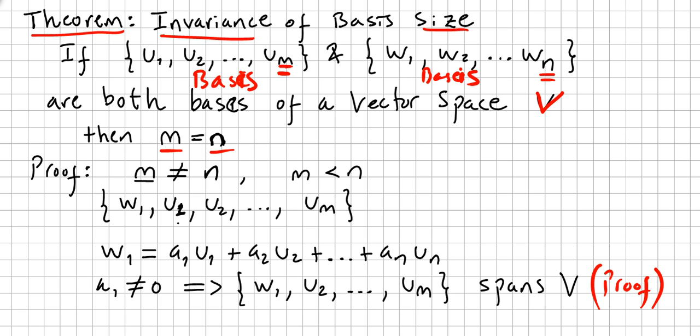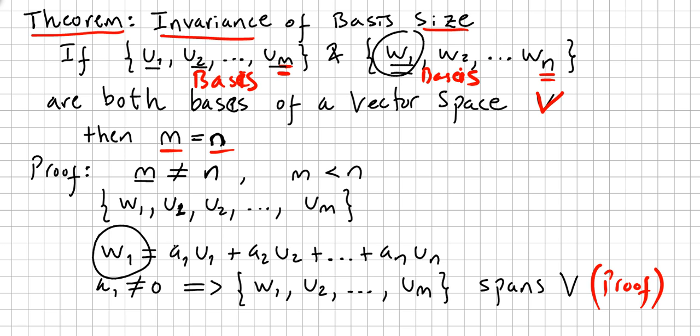If m is smaller than n, then we have all the u1, u2, etc. till um from this basis, plus this w1 from this one. Okay, but these u's span V, right? Because this is a basis for the space. So if it spans V, it will span this vector, meaning that w1 can be written as a linear combination of this basis. So w1 can be written as a1 times u1, a2 times u2, etc. And clearly not all these a's are zero.